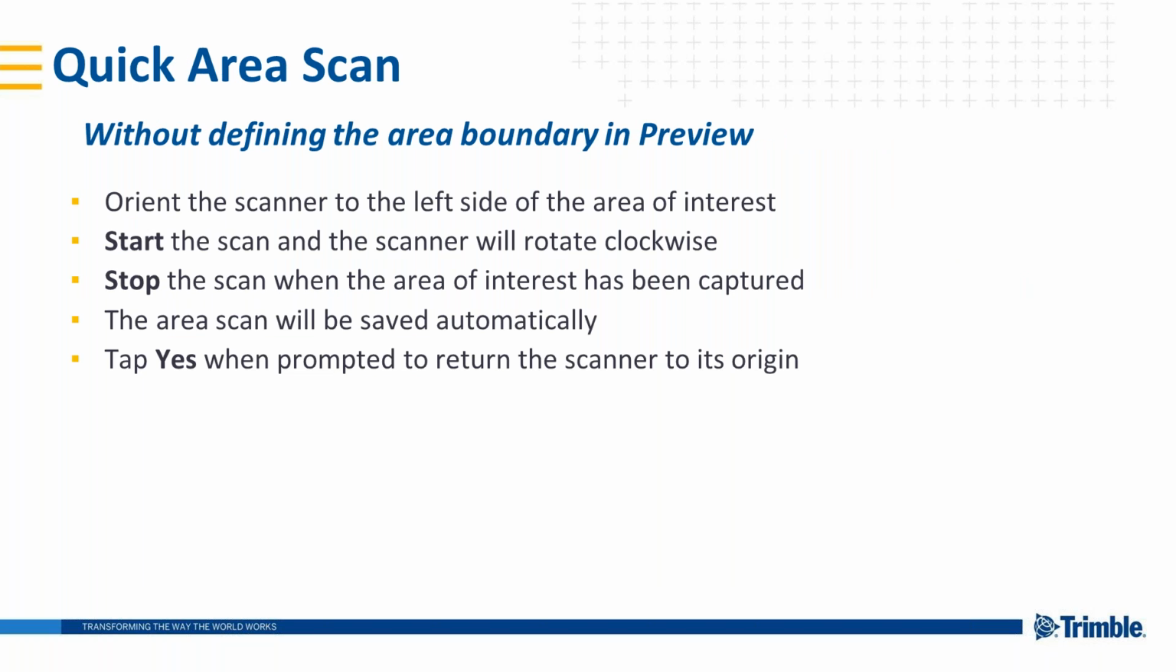Now I want to mention a simple tip for doing quick area scans. Rather than doing a full scan and defining the area boundary from the preview screen, you can orient the scanner to the left of the area of interest. Start the scan and the scanner will rotate clockwise to capture the area. You can stop the scan once the area has been captured, and the area scan will be saved automatically. And you should tap yes when prompted to return the scanner to its origin. It will always do that whenever you stop a scan before it's completed.